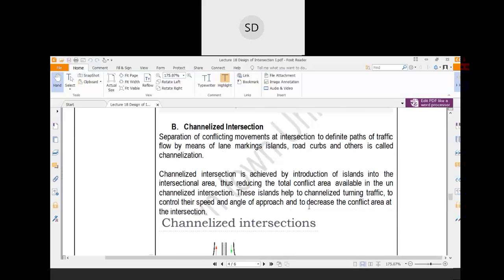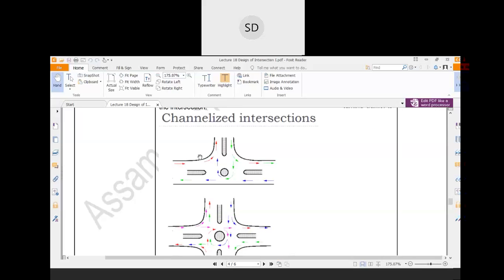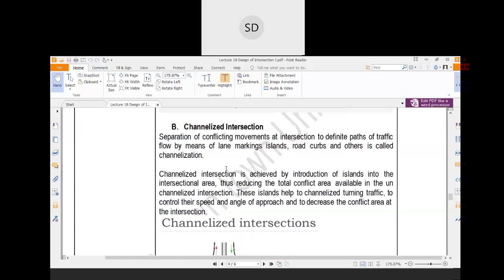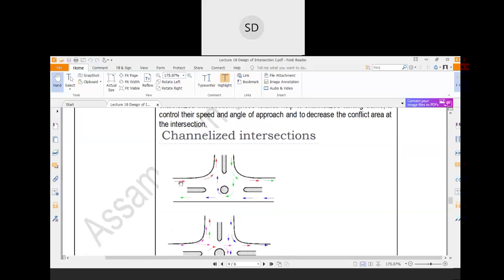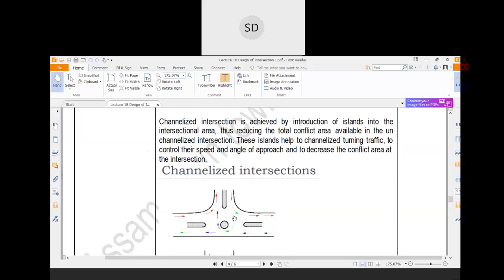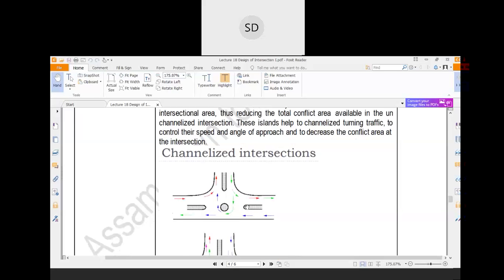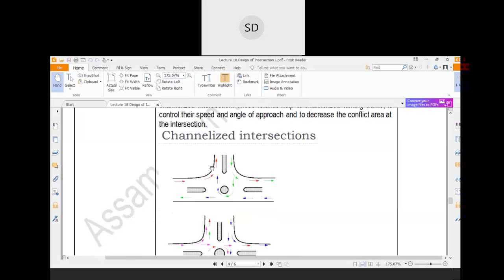Now coming to the next portion, channelized intersection. So these channelized intersections are those intersections where channelization is provided, and by providing the channelization, you are basically enforcing all the vehicles to follow a particular lane or particular path, in such a way that the conflict points would be reduced. So these are the channelized intersections.